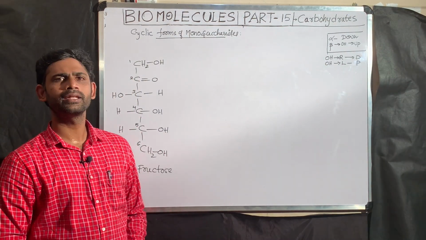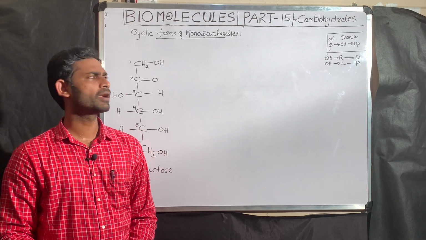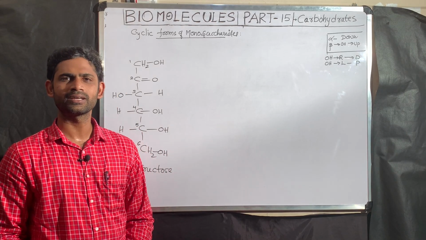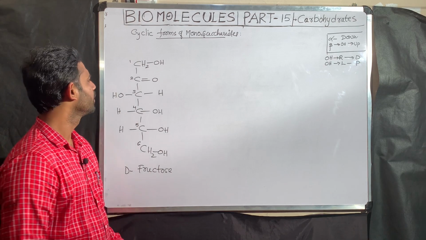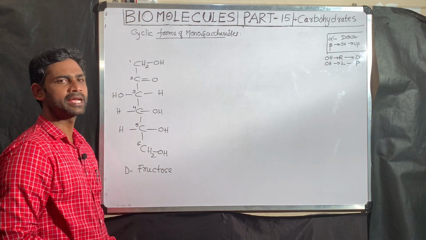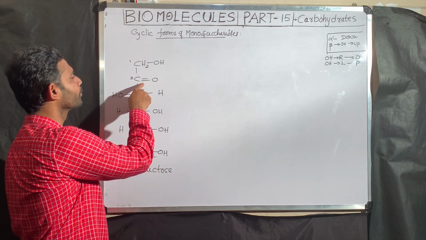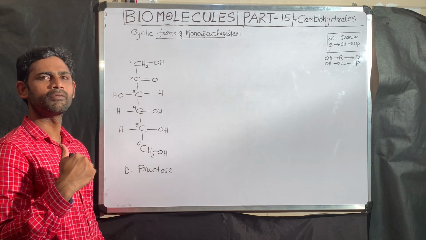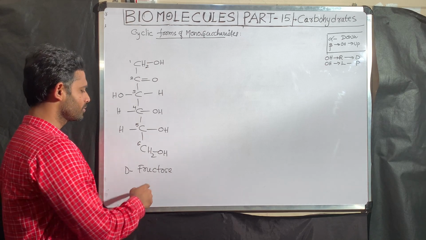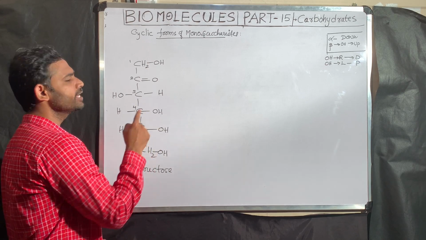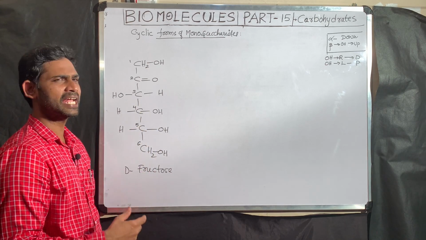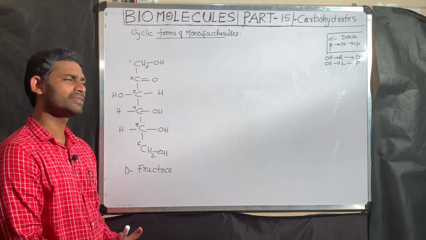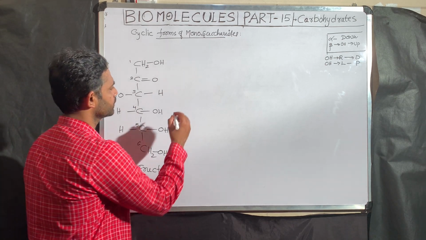After explaining the pyranose structure, now I am going to explain the furanose structure by taking one sugar. Observe how many carbon atoms are there? 6, hexose. What is the functional group? Keto, located at the second carbon. So ketohexose. What is our most known ketohexose? That is fructose, D-fructose. Now I am going to explain the furanose structure by taking D-fructose.